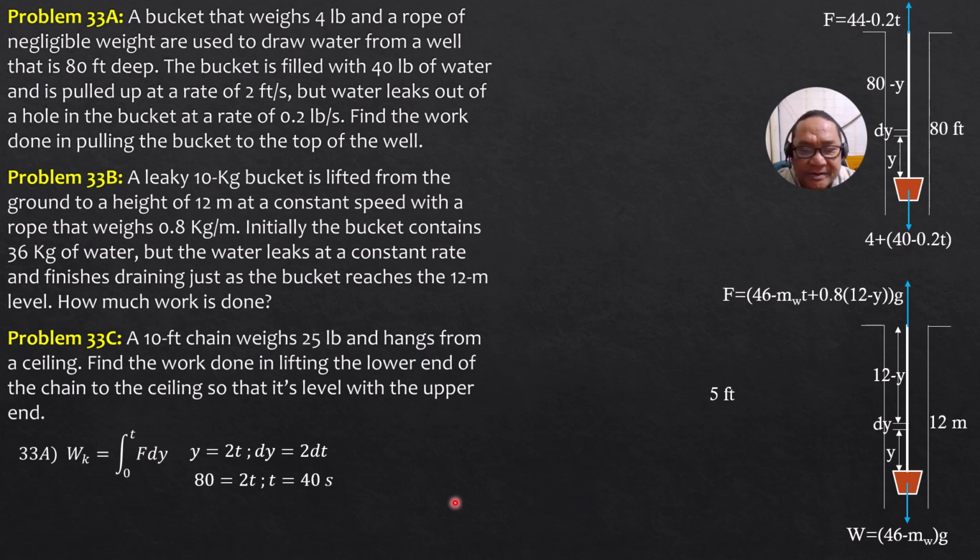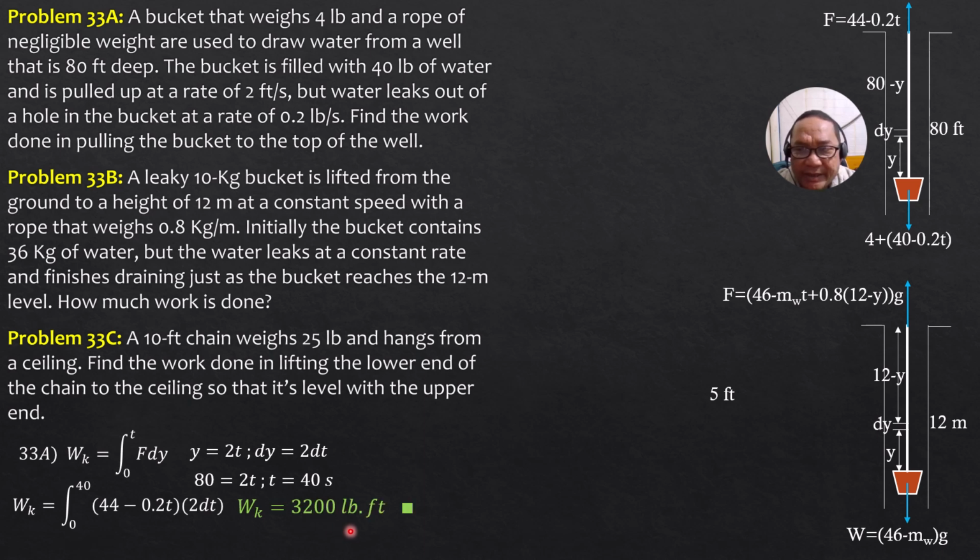seconds. So F, which is equal to 40 plus 4, quantity 40 minus 0.2 t, would be 44 minus 0.2 t, then times the differential of y, which is 2 dt. So from here, the time would be 40 seconds as calculated here. So we can now evaluate this integral. You can evaluate this manually and check. I just use the high-tech calculator to shorten the solution. So work is equal to 3,200 pounds.